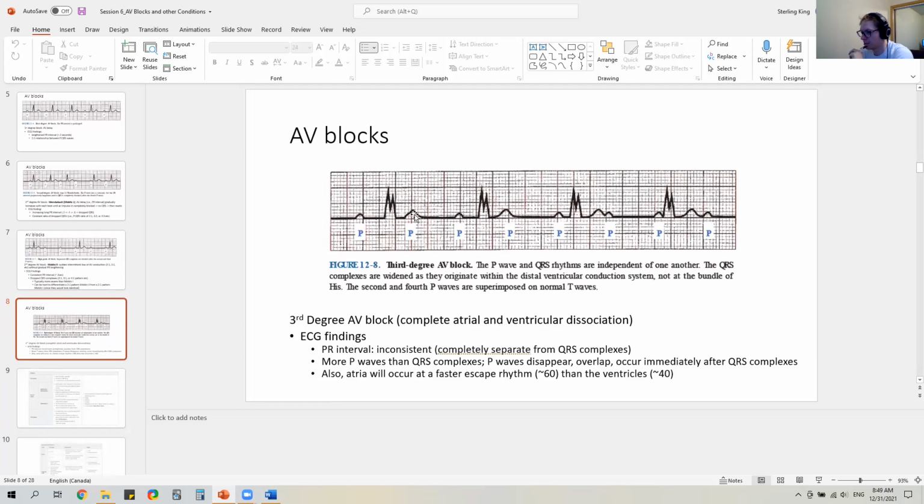3rd degree, you can see the P's are a constant distance apart, sometimes overlapping with that T wave. QRSs are also a constant distance apart, and you might see a weird QRS because you're not using the Purkinje fibers or bundle of His, and also it's going to be a slower rhythm than the atria.